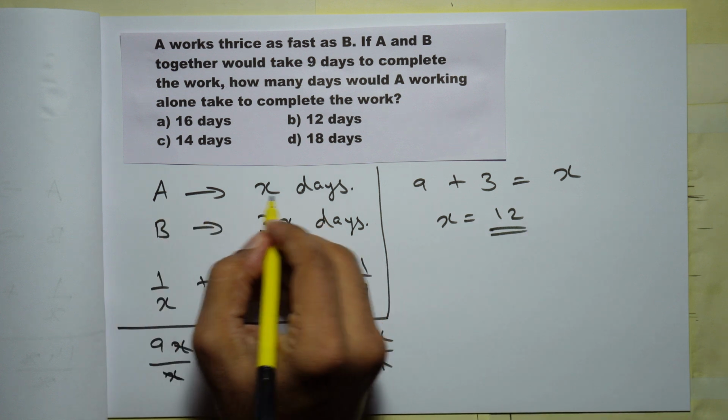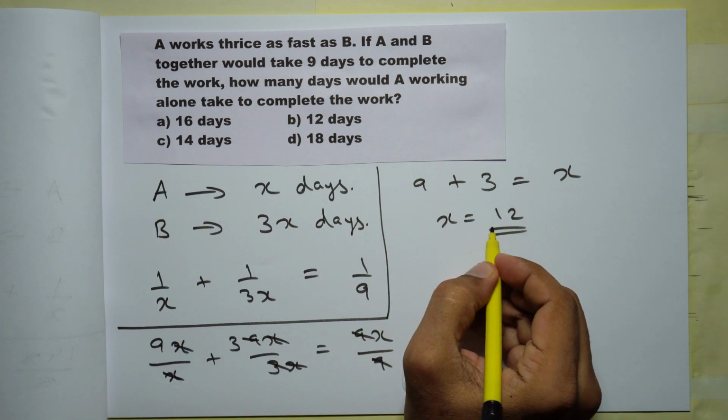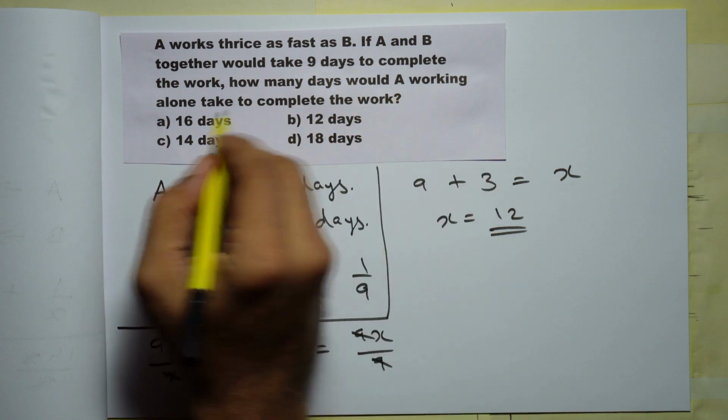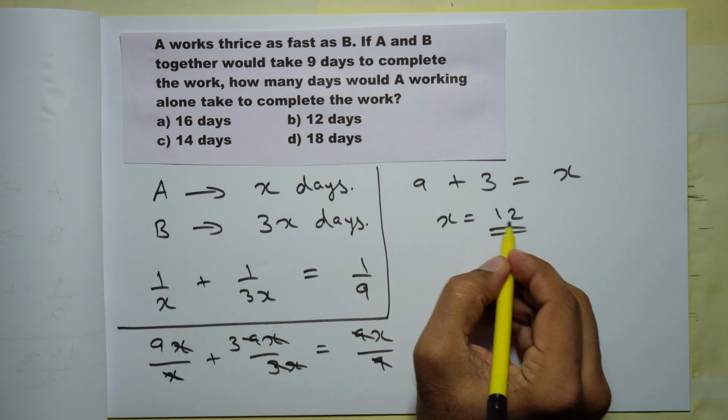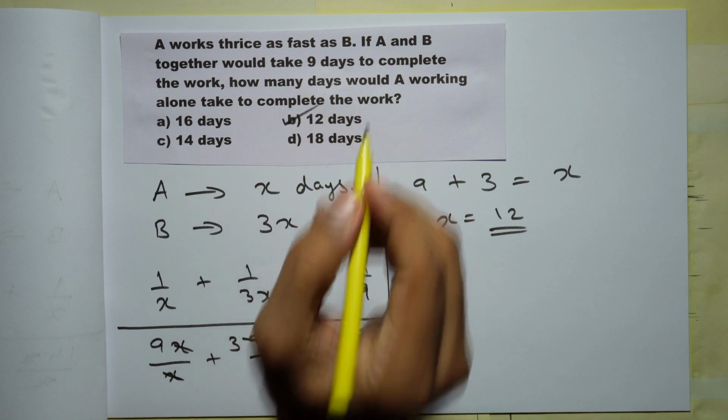So A completes the work in x days and x is equal to 12. So how many days would A working alone take to complete the work? 12 days. So option B.